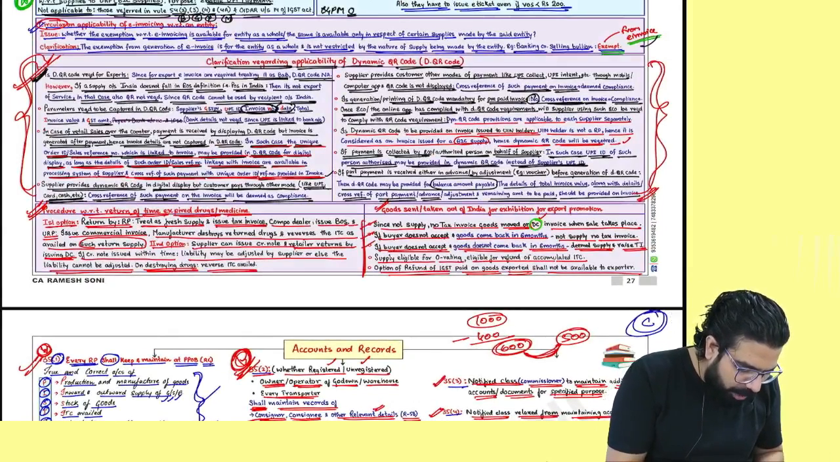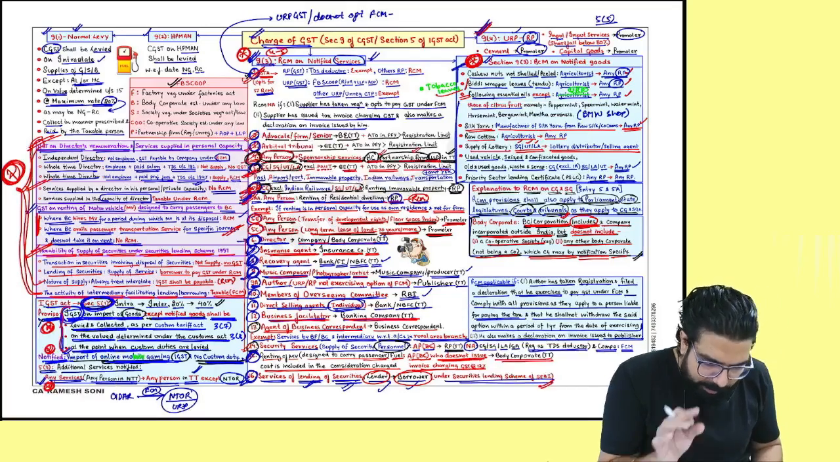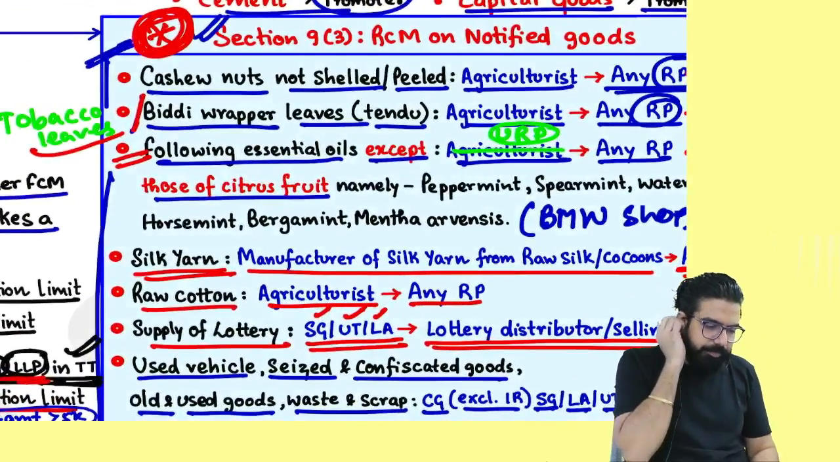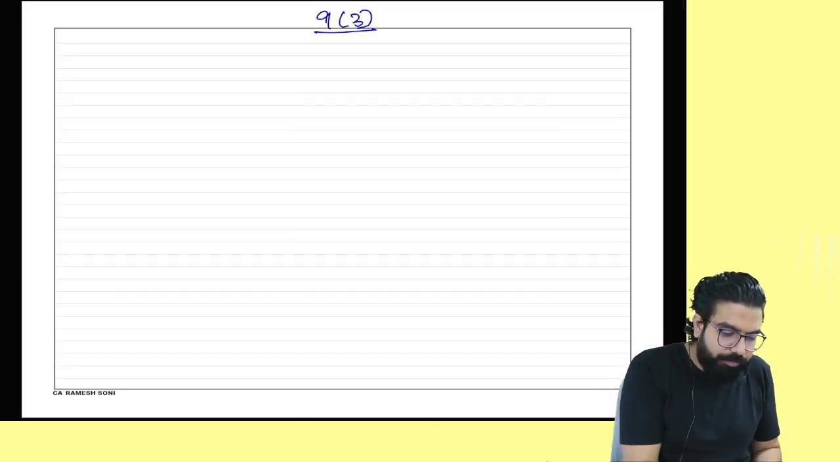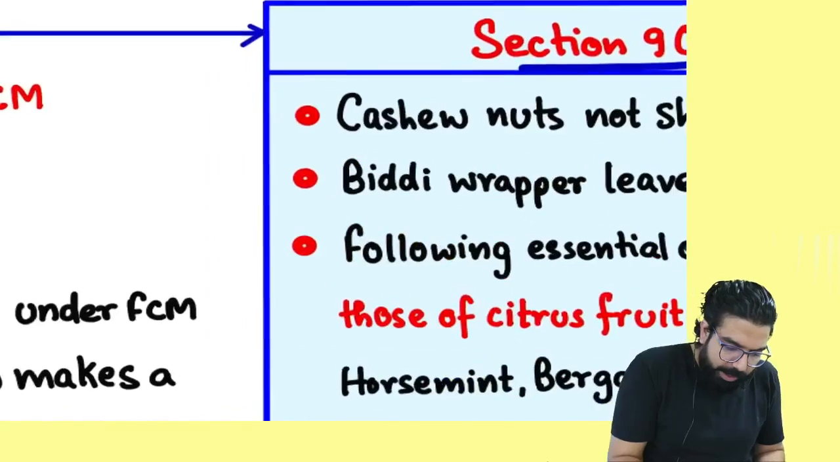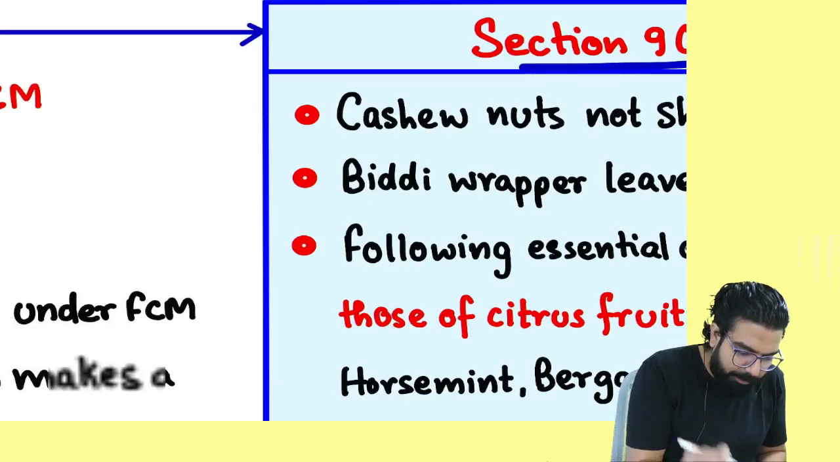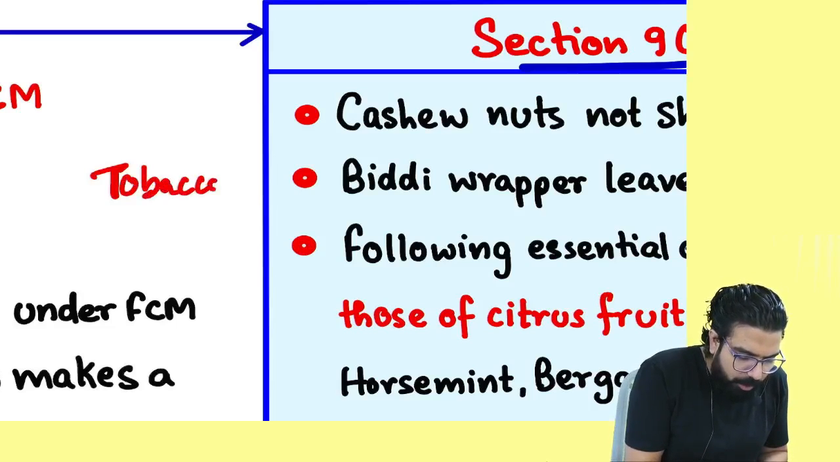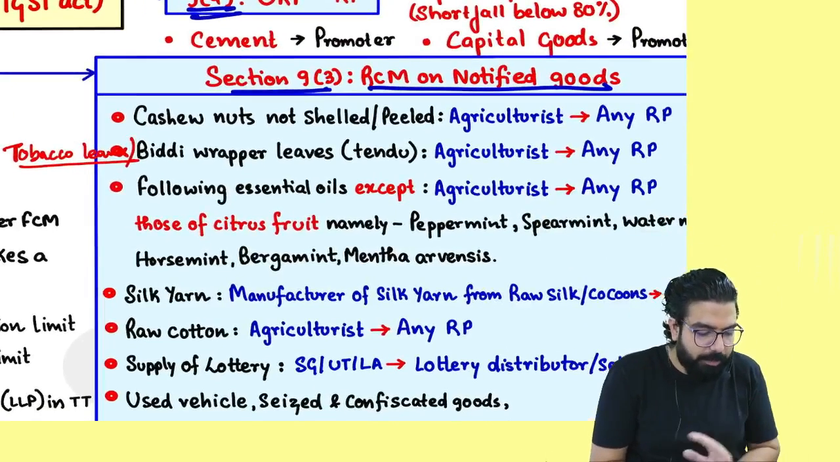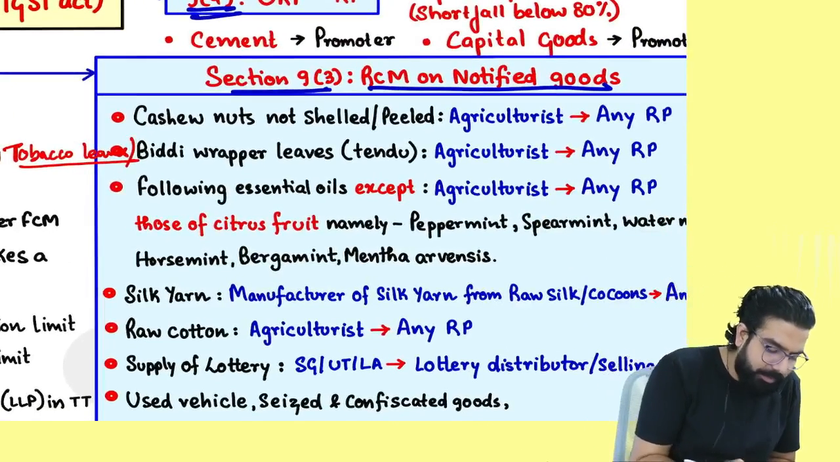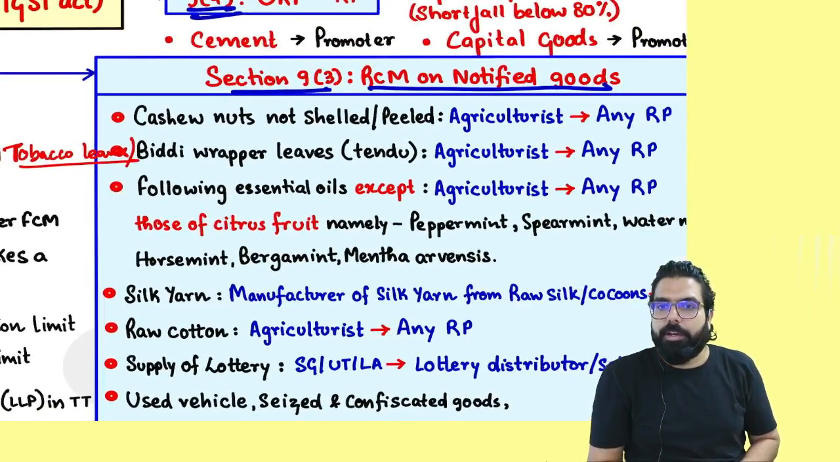In RCM, one small point is there which I want everyone to correct in the chart book. One minute. In the chart book, here, BD leaves is there, no? Along with that, you should write tobacco leaves also. Whether it is tobacco leaves or BD leaves, for both, the agriculturist supplies, and the registered person will pay GST under RCM. Mark this. Okay? Did you guys understand?